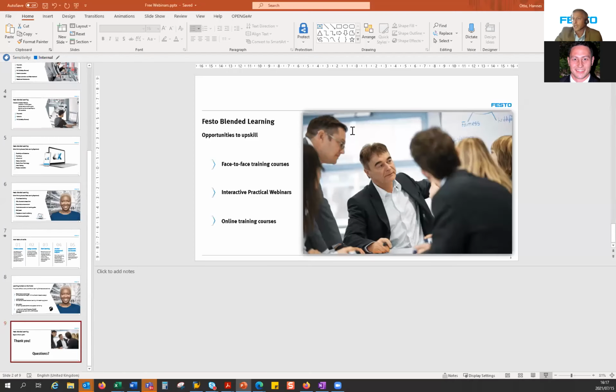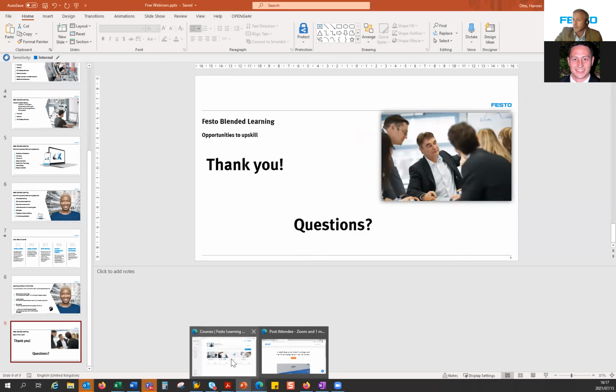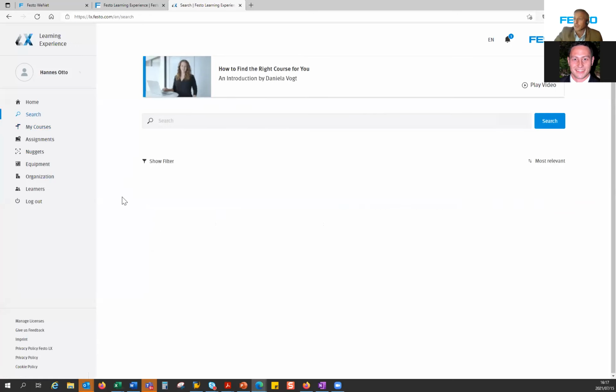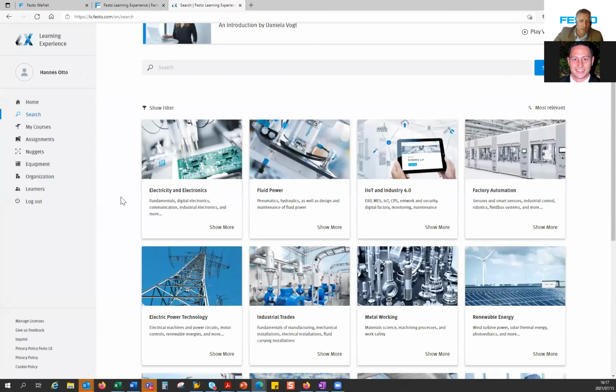What I would like to do now is quickly show you on the website itself what Festo LX looks like. So this would be the website. This would be the platform of Festo LX. If you go on search, you will see that, just want to confirm, can you still see my screen? Can you still see Festo LX?